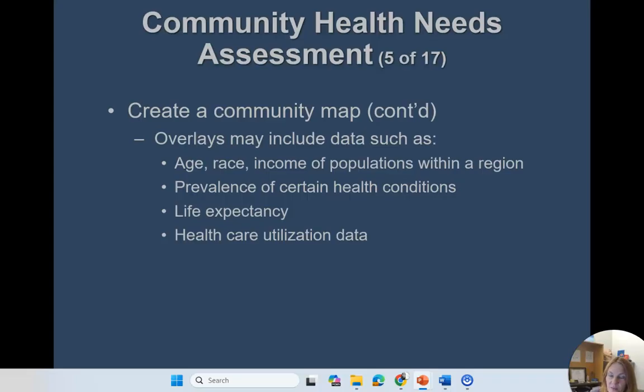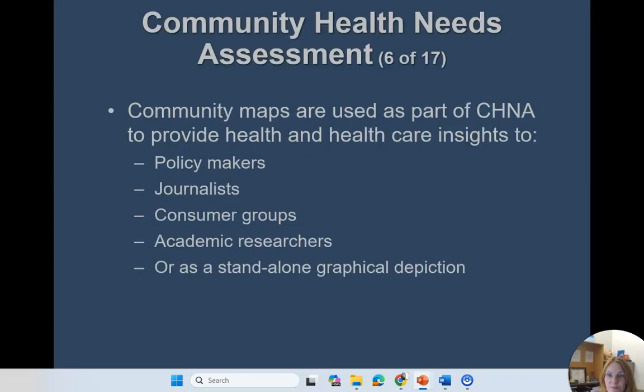In Polk County down the mountain from here, for example, you might overlay the higher COPD burden in Saluda with transport times to Pardee or Spartanburg. Maps like these aren't just for public health professionals. They're designed to be used by policymakers, journalists, consumer advocacy groups, and researchers. Sometimes they can even stand alone as an easy to understand infographic for the public to see.